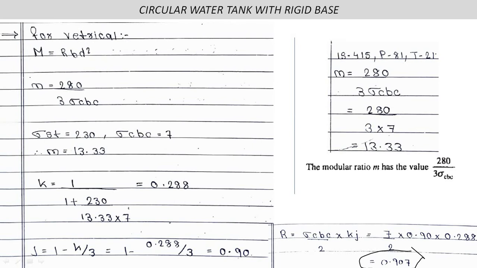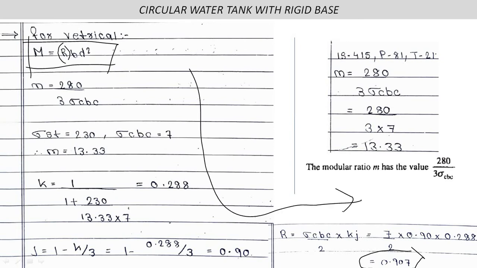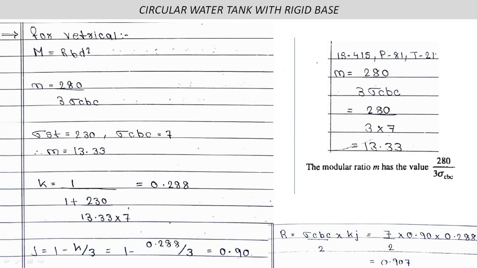So for this equation we have found the value of R. To calculate R, we have to proceed with all these things. After calculating all these things, you can find the value of R over here. So we have found the value of R as 0.907. So let us move ahead.